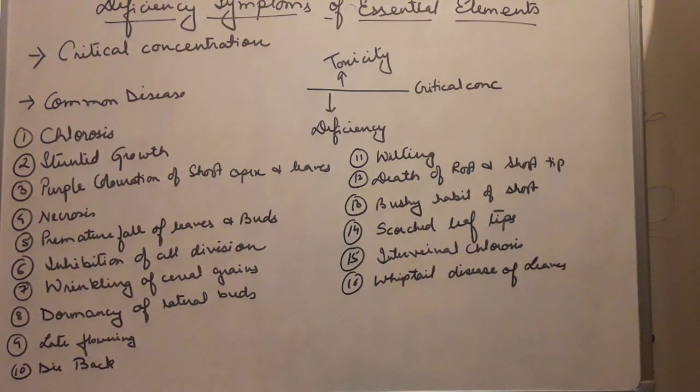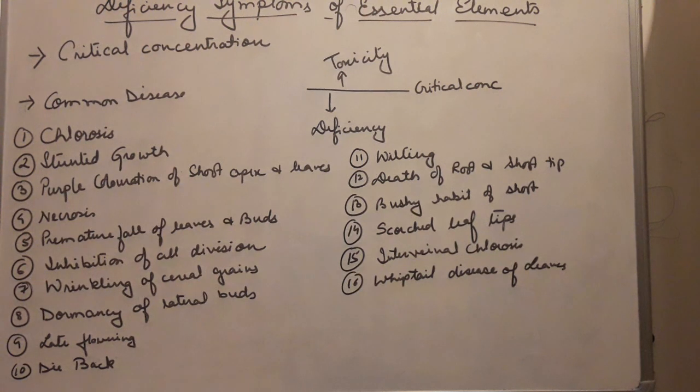Dormancy of lateral buds, that means the lateral buds are inhibited. If lateral buds are not developed, dormancy occurs, then what happens? The girth of the plant stops. It will only grow in one particular direction towards the top portion, isn't it? And that is also due to nitrogen, sulfur and molybdenum. Late flowering is also due to nitrogen, sulfur and molybdenum.